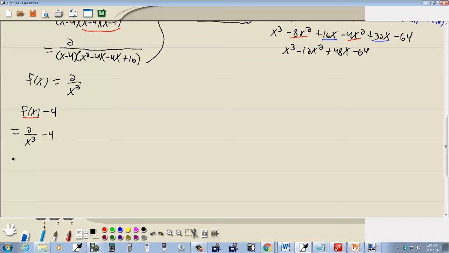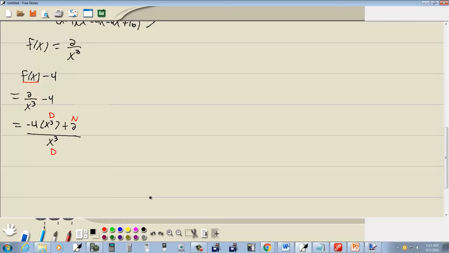Now I'm going to use the mixed number rule here to simplify this. So I'm going to take the negative 4 times x to the third, and I'll add the 2, and then our x to the third remains as is. Again, you take the number to the side, you multiply it times your denominator, you add your numerator, and your denominator stays as is. So then, we got negative 4x to the third plus 2 over x to the third. And that's our answer.